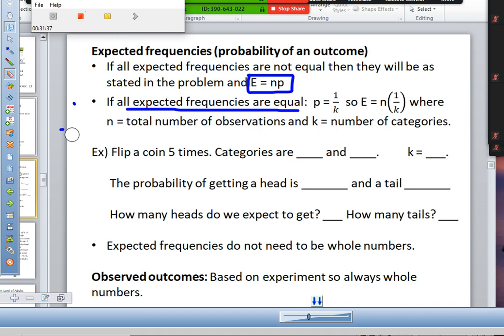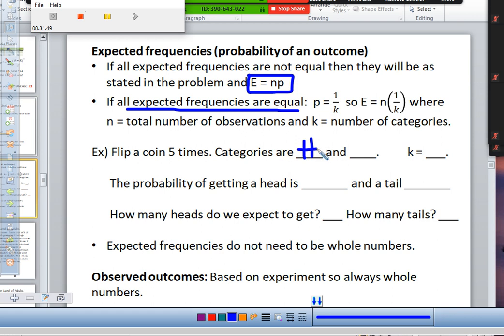So let me ask you guys this. I flip a coin 5 times. What are my categories? When I flip a coin, what could I get? Heads and tails? Well, we could get heads or tails. So how many categories do I have? 2. Great. What's the probability of getting a head? 0.5. Tails? 0.5. Great. How many heads do you expect to get if I flip a coin 5 times? 2.5, right?